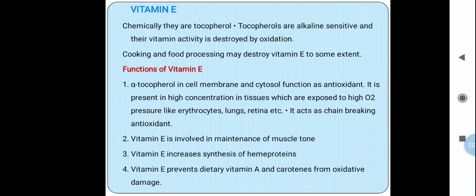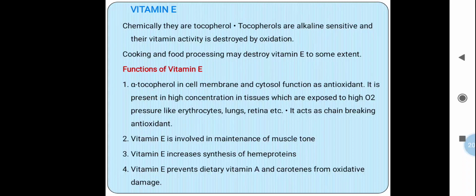Again, vitamin E increases the synthesis of heme proteins. So heme protein contains the heme prosthetic group. Again, vitamin E prevents dietary vitamin A and the carotenes from oxidative damage. So vitamin E protects vitamin A and carotenes from oxidation. So vitamin E is also used in the prevention of abortions or in certain menstrual disorders and in the improvement of lactation.